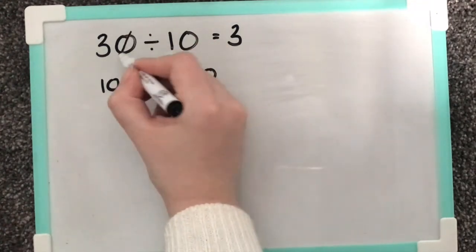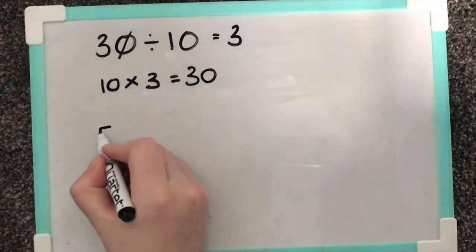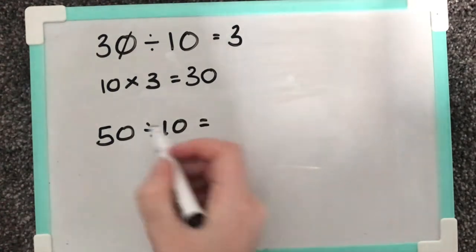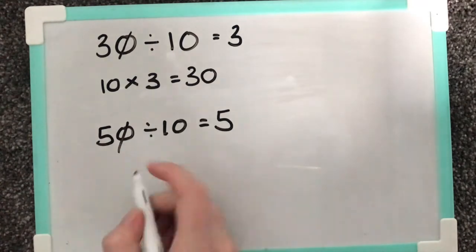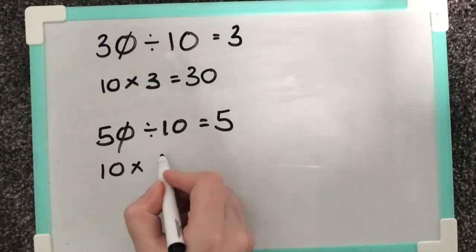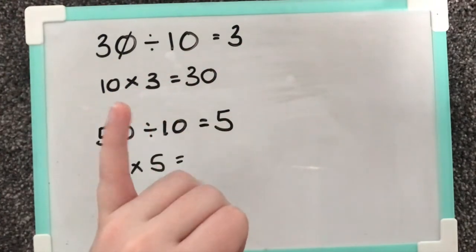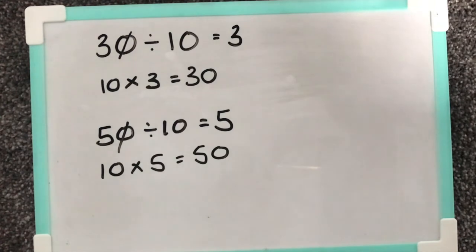You just take away the 0 from the number you're dividing, and that will be your answer. If we had 50 divided by 10, we just take off the 0, and our answer would be 5. And our inverse would be 10 times 5 equals, let's check, 10, 20, 30, 40, 50. So there's a nice little trick for you.